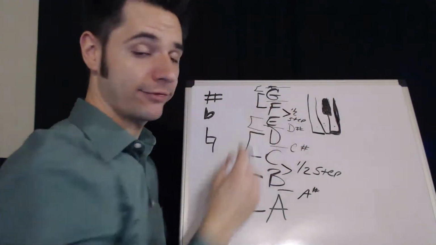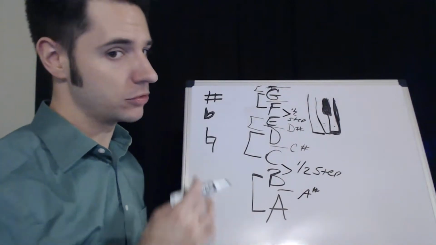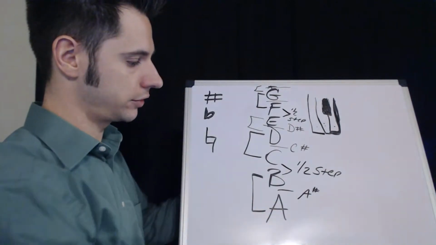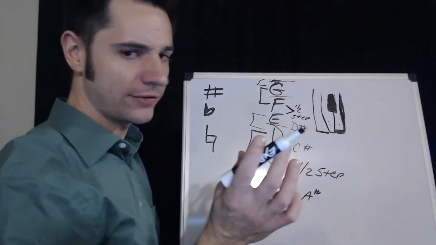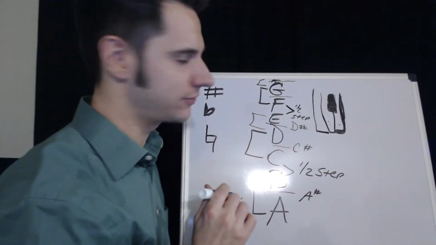Now, E to F, half step. Naturally occurring half step. Don't need to add anything else. We're done. Okay, maybe this would work a little bit better. Let me get that up. Yeah, that's a little bit better. Okay, don't have to add anything else. E to F, natural half step.